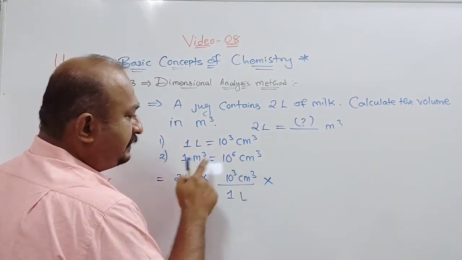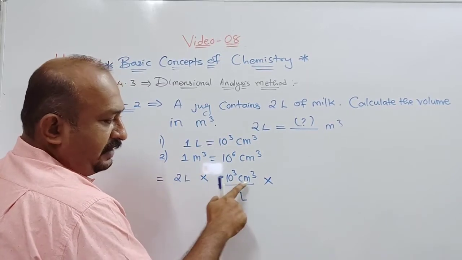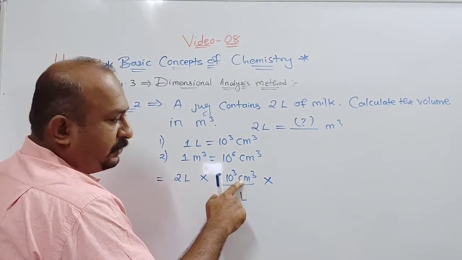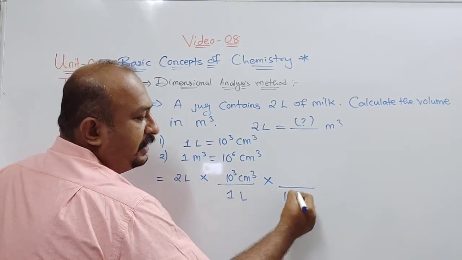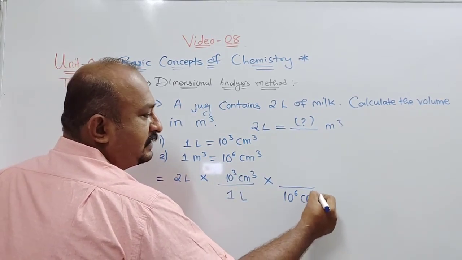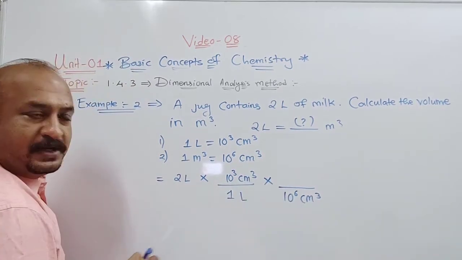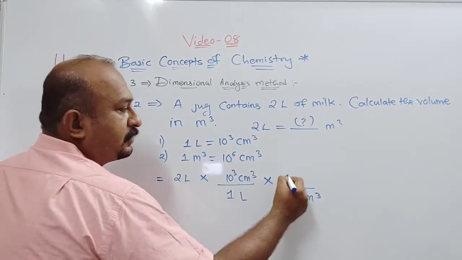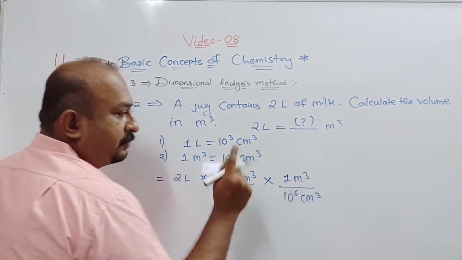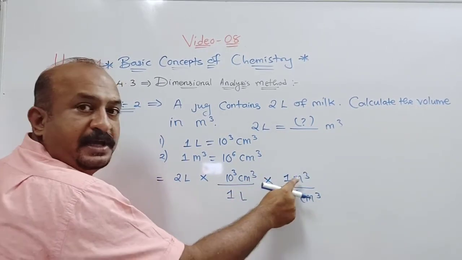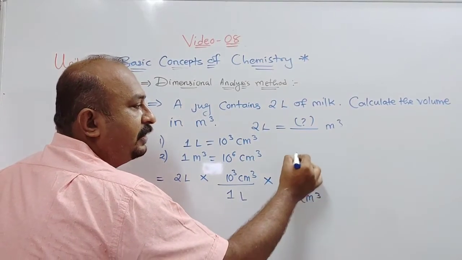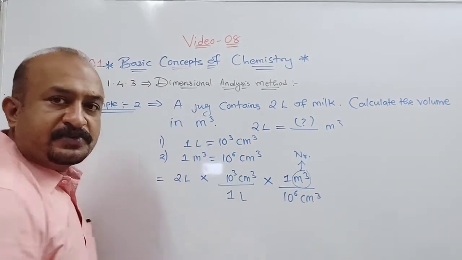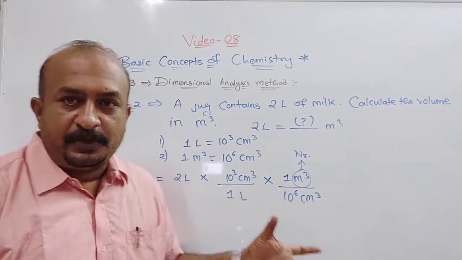Now multiply by the second formula. See, here centimeter cube is there. So if I want to cancel, where I will take this centimeter cube? Obviously in the denominator. So 10 raised to 6 centimeter cube over, and this 1 meter cube will be here. So 1 meter cube, because we want the answer in meter cube, that's why I have written it in the numerator. This part is written in where? Numerator. So always choose this wisely, so it will be very easy for you to calculate.